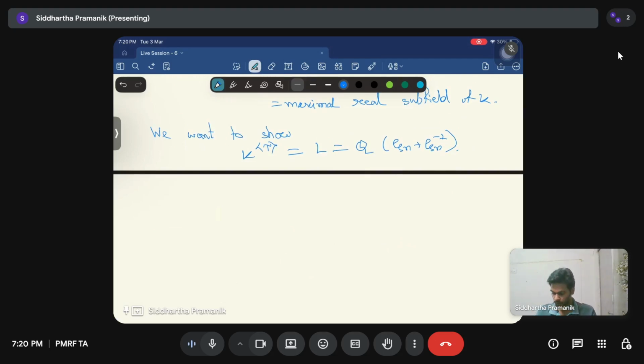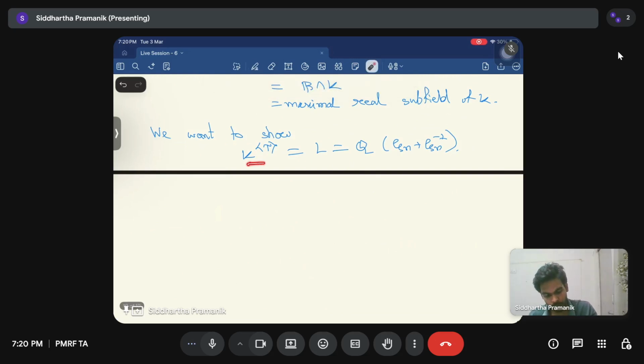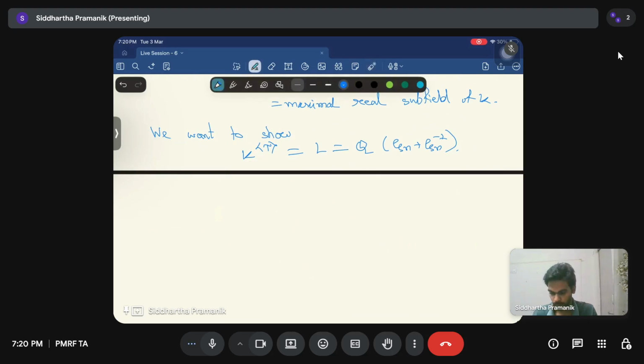So now how to do this? We will do it in the usual way. We will prove that each of these is a subset of the other. So first let's prove this one, that L is a subset of the fixed field of tau in K.